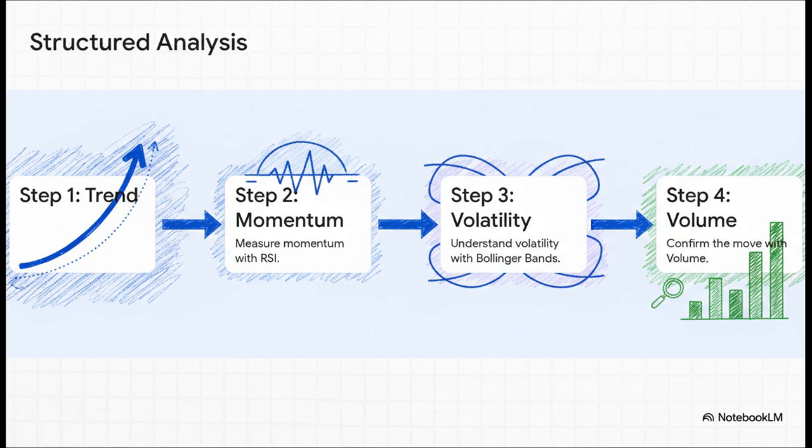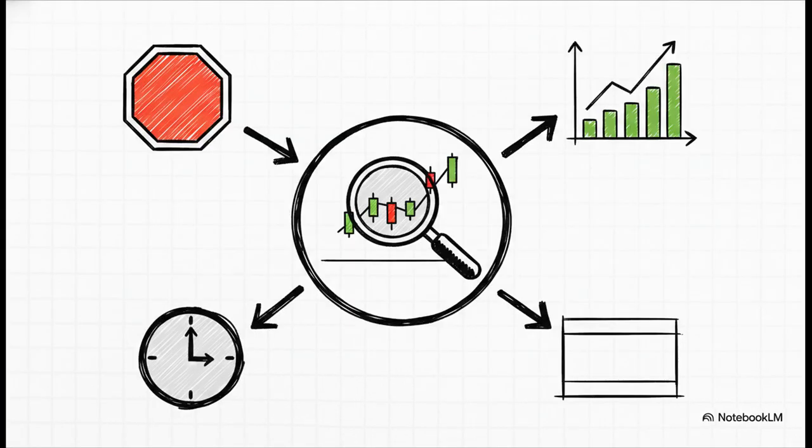Step 2, measure the momentum of that trend with the RSI. Step 3, understand the volatility with Bollinger Bands. And then the final step, 4, you confirm the move is for real with volume. And this really gets to the heart of it.